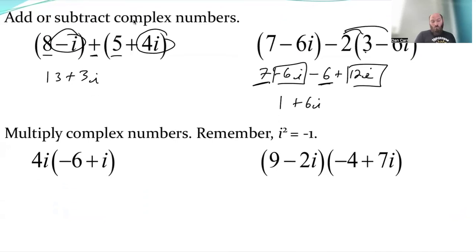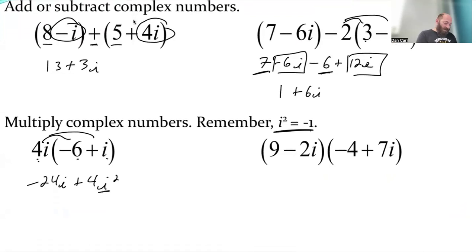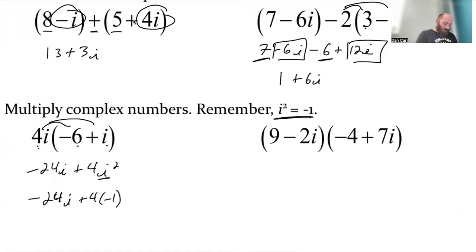The next thing we can do is multiply with complex numbers. The thing to remember here is if you ever come up with an i squared, you're going to automatically replace that with a negative 1. So if I distribute the 4i, 4 times negative 6 is a negative 24, and that'll be an i then. And 4i times i is a positive 4i squared. Now, like I said, the i squared is automatically a negative 1. So that'll be negative 24i plus 4 times a negative 1, which becomes a negative 4.